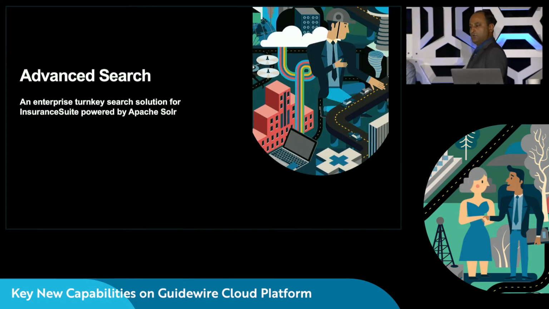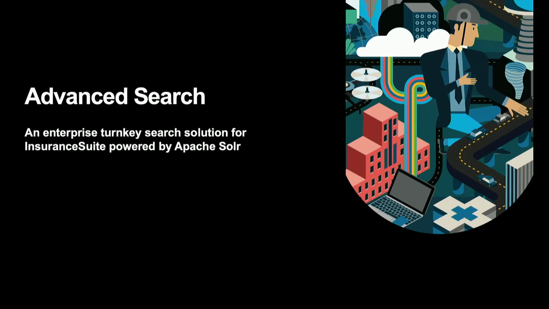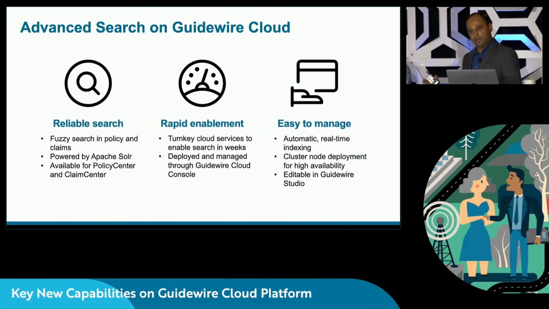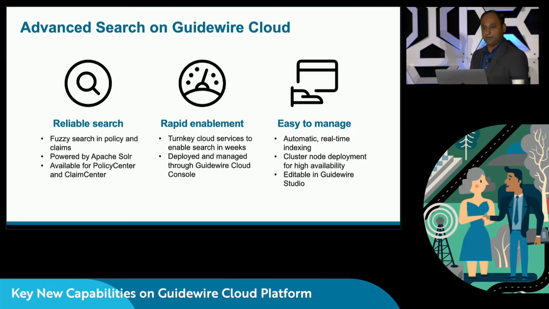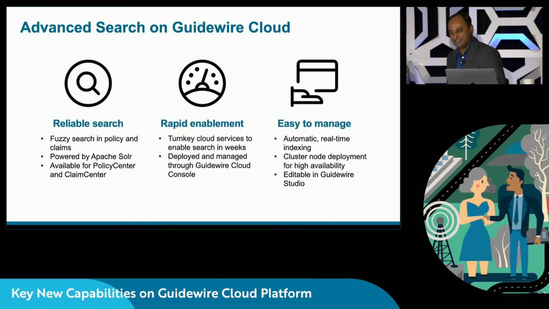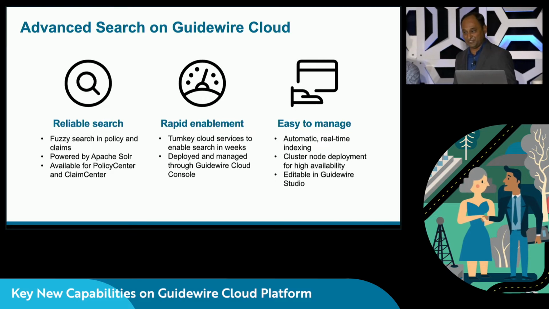Next, I'll move to advanced search. You might have seen a glimpse of Guidewire Enterprise Advanced Search in the keynote earlier. Advanced search is, again, a SaaS service, taking away the complexity of IT and giving you a reliable search. It is based on the Lucene that is used by major internet technology companies across the world for the search, and enables fuzzy or free text search for you.